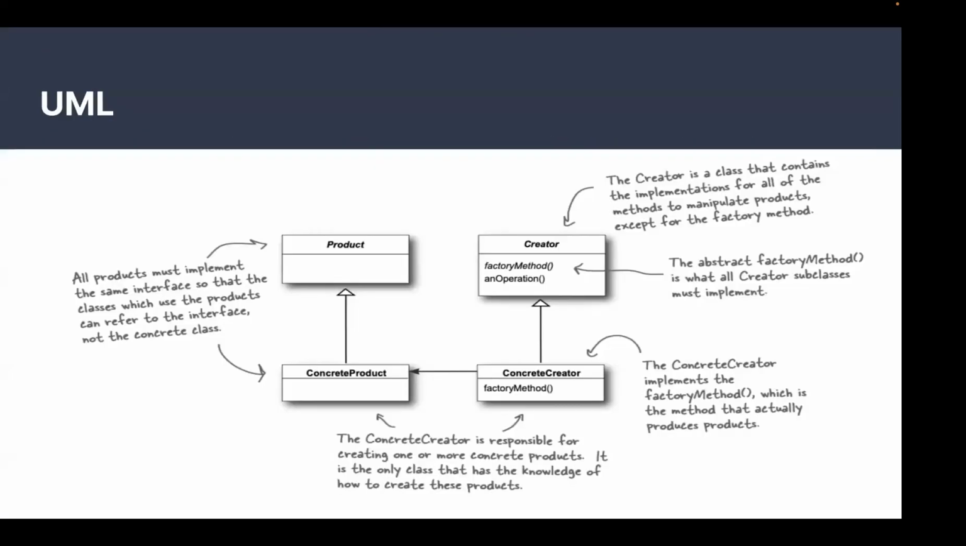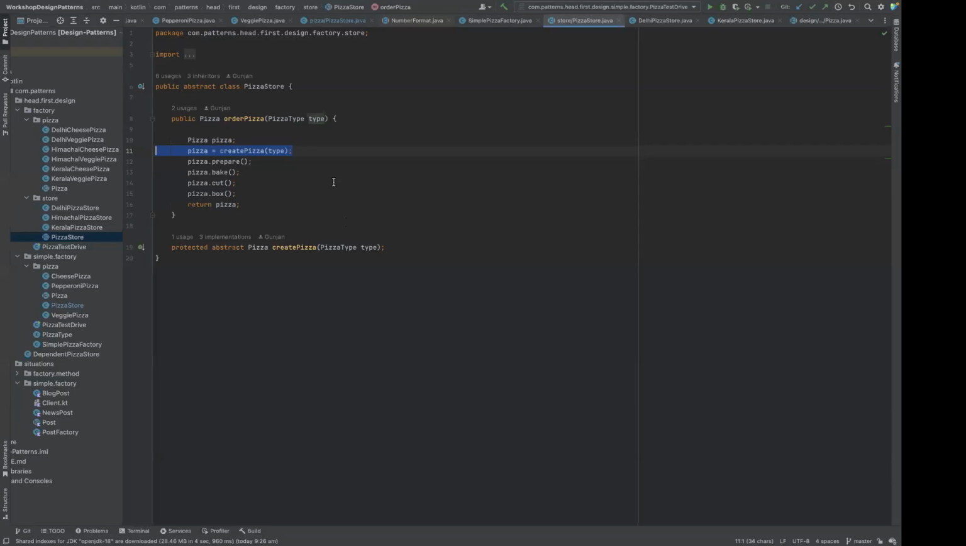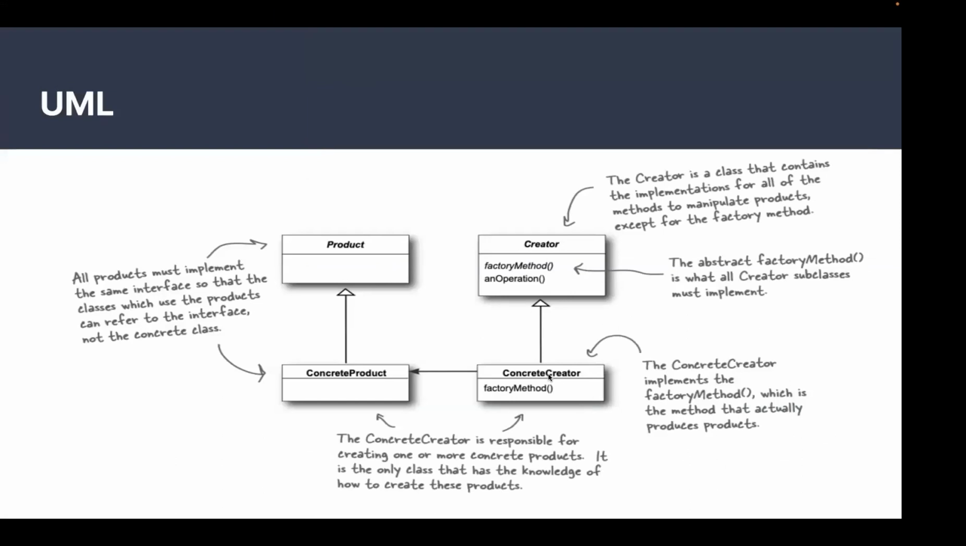So what we have seen, we have a product called pizza, and we have a concrete product like cheese pizza or maybe another type of pizza. And we have a creator that includes the factory method and the operations that are going to be performed on our product. So our creator is this pizza store, and our factory method is this, and different types of operation that are being performed on our product are this. And then we have a concrete creator that is implementing this factory method.